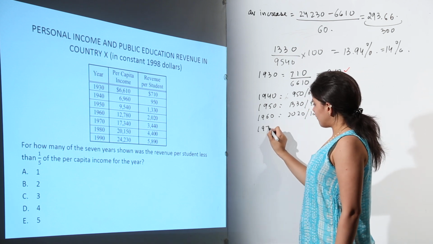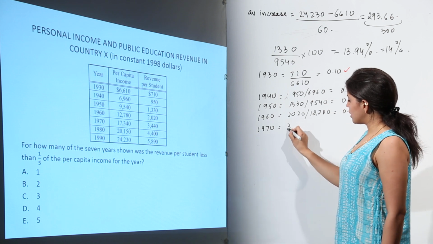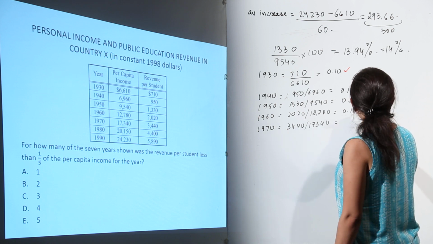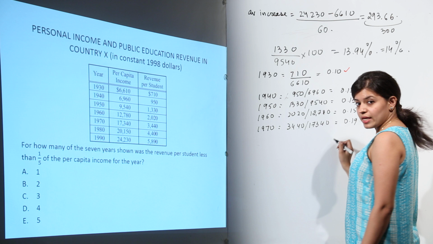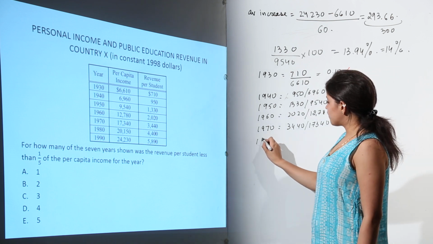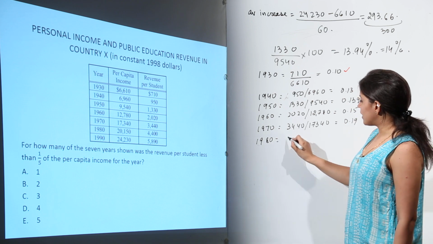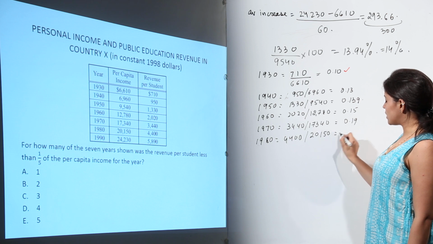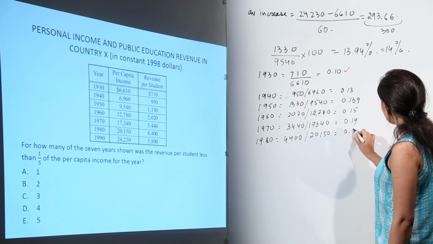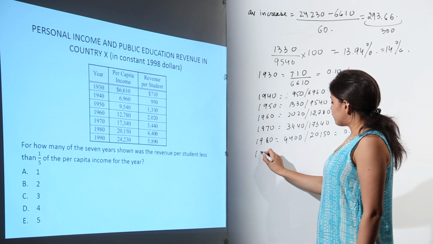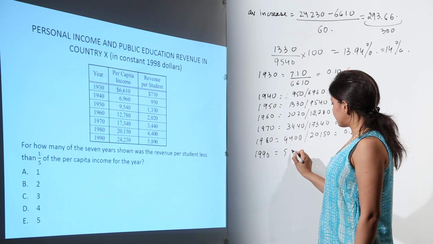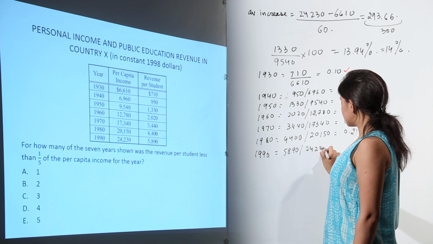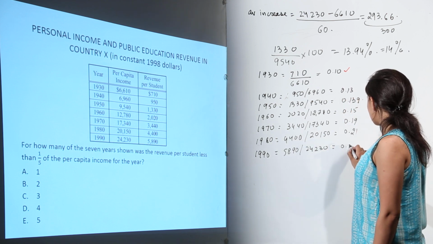For 1970, we will divide 3440 by 17340 and we will get a value of 0.19. For 1980, we will divide 4400 by 20150 and in this case we will get a value of 0.21. For 1990, we will have to divide 5890 by 24230. In this case we will get 0.24.